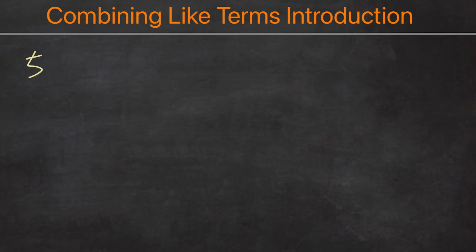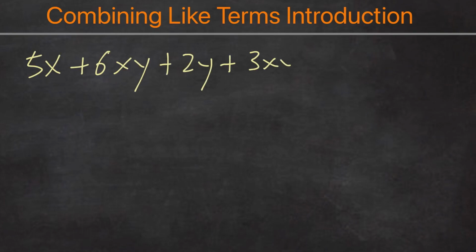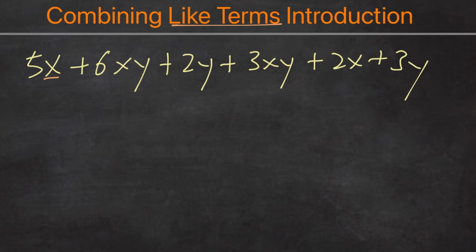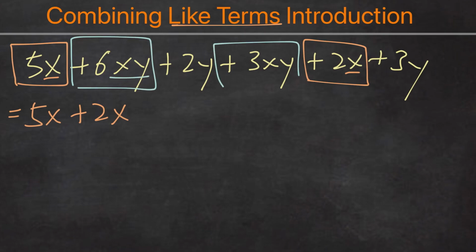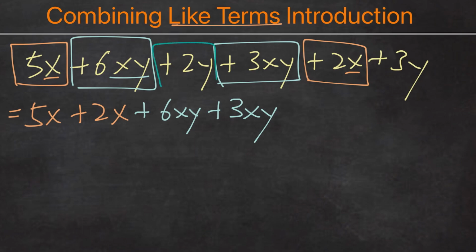Here is another example. Looking at this problem, we're going to group everything that are like terms. So here we have x, and here we have an x. So we're going to group these two together. So we're going to write 5x plus 2x. And next, we're going to group the xy. So we got 2 xy's here. 6xy plus 3xy. The last one will be y. Group them in the aqua color, so plus 2y plus 3y.